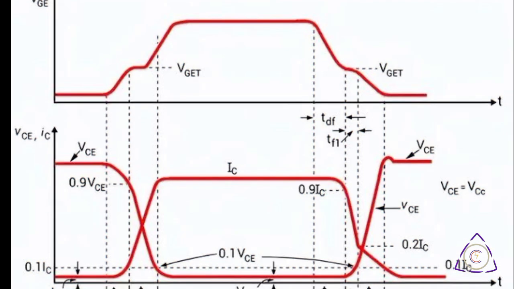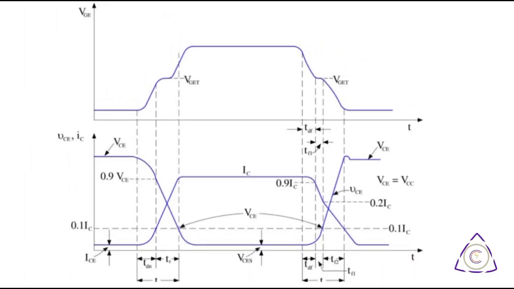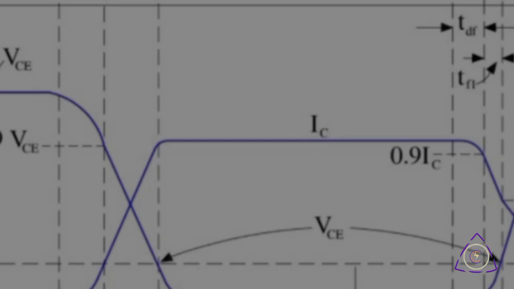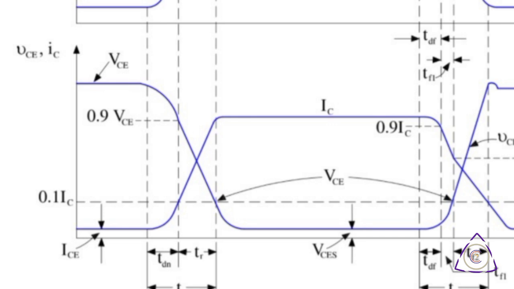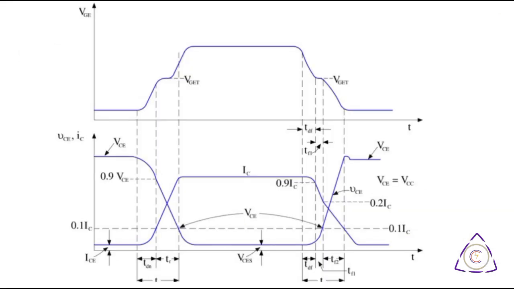Now let's focus on the switching characteristics of an IGBT, how it behaves when turning on and off. Picture two waveforms on the screen. The top one is the gate emitter voltage, VGE, which acts as the control signal. The bottom waveform shows the collector emitter voltage, VCE, and the collector current, IC. These reveal the actual switching action.